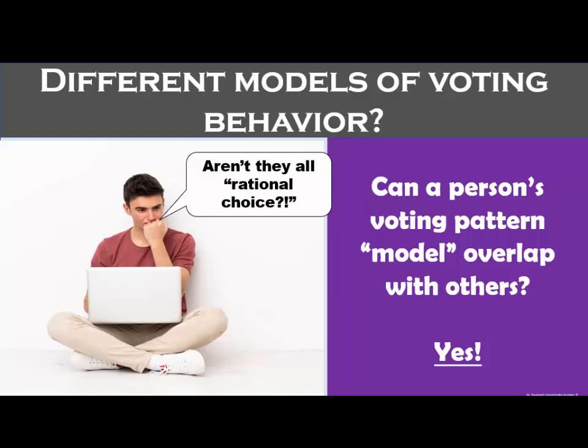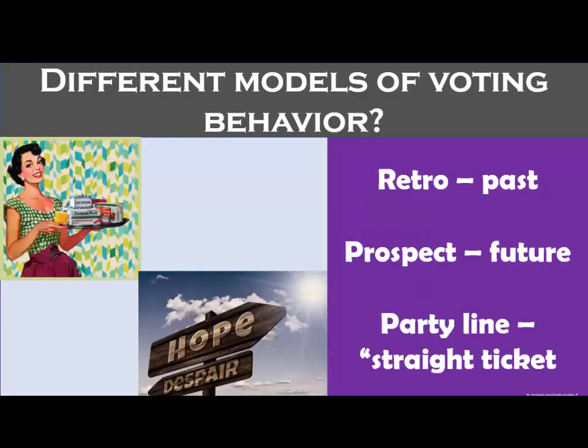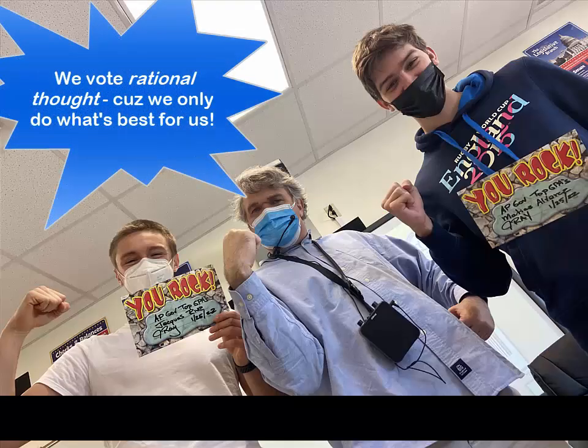And the answer is definitely yes. For instance, you can make the argument that you joined a party and are voting party line because you used retrospective reasoning to make your choice. Anyway, that's kind of why I'm not a big fan of these. But just remember, they'll probably give you some scenario of a hypothetical voter. If they're talking about the past, aka retro, it's retrospective. Future, prospects, prospective. Party line is pretty obvious, and if it's straight, quote unquote, what's in their best interest, go with rational thought.